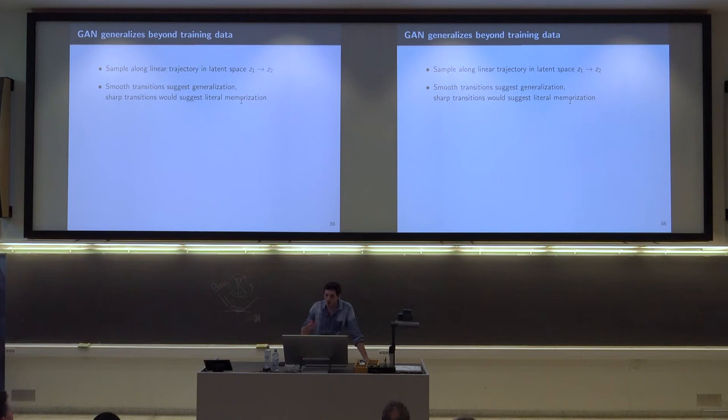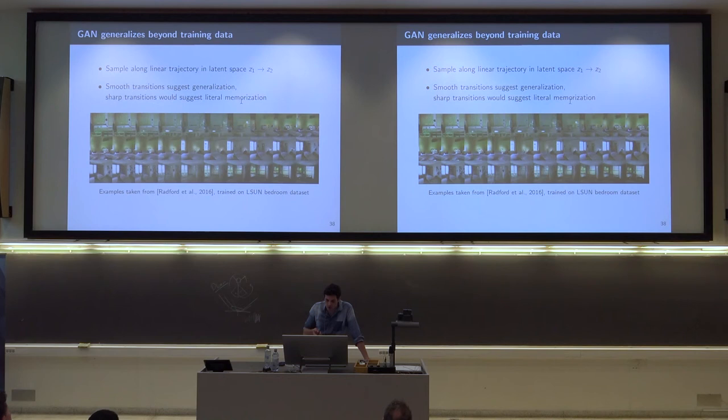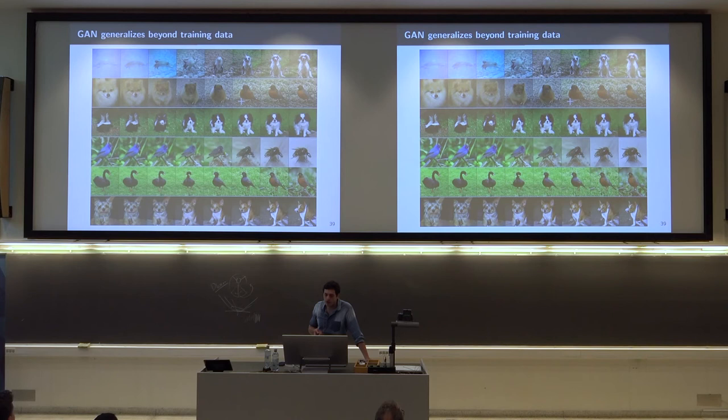Here is an early example from Radford et al., where they take two images of bedrooms and linearly interpolate, and you can see that the bedroom on the left slowly transforms into the bedroom on the right. These images are not perfect, but it's clearly a non-linear transition, so the model has learned something useful. At the time, these results were quite surprising. Here is another example with a much more modern network. It's more impressive.